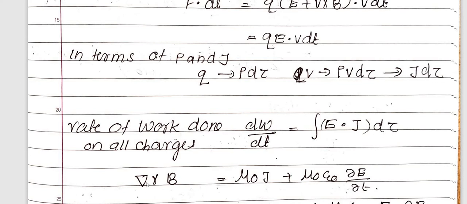Or we can write, we know that del cross B is equal to μ0 J plus μ0 ε0 ∂E/∂t. It is our fourth Maxwell's equation, that is the Ampere's law modified by Maxwell: del cross B is equal to μ0 J plus μ0 ε0 ∂E/∂t.